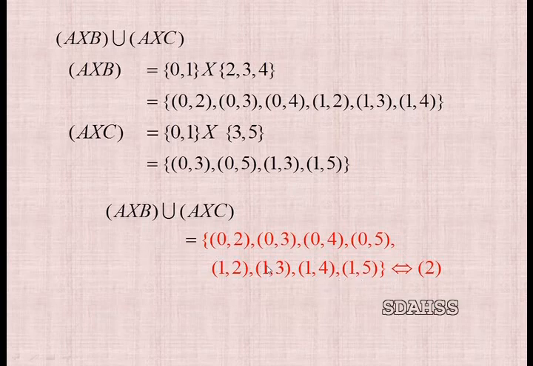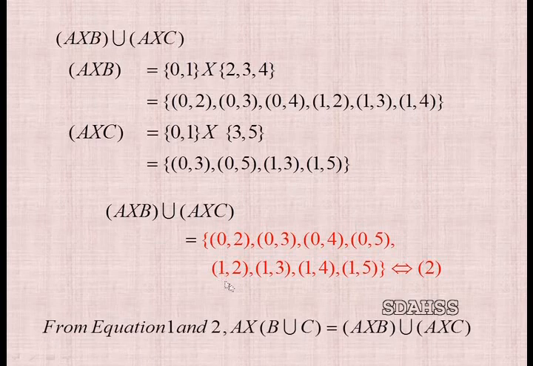Now you compare the sets, compare the equation 1 and 2. Here both the answers are equal. So therefore we can write A cross (B union C) is equal to (A cross B) union (A cross C).